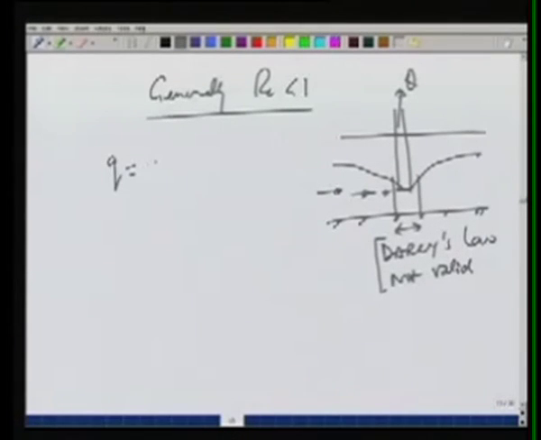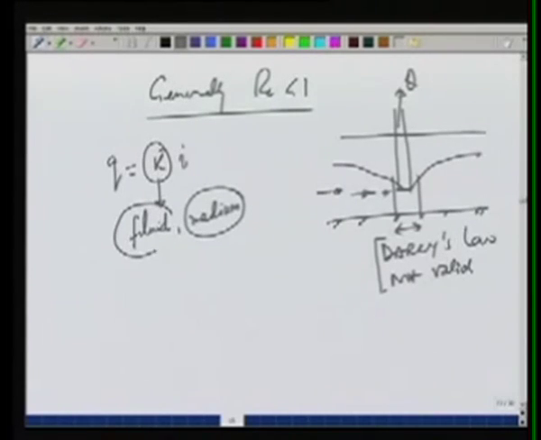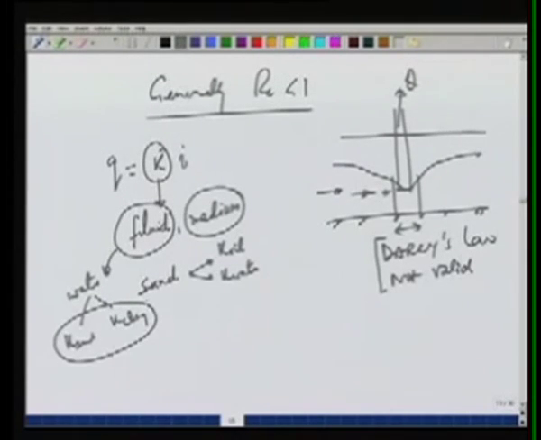So if we write Q equal to KiA, the term K will depend on both the fluid and also the medium. For example, if you have a medium which is fixed, for example sand, for different fluids the hydraulic conductivity will be different. So suppose you have sand, now K for oil and K for water will be different for the same material. Similarly, if you have water, then K for sand and K for clay will be different. So the hydraulic conductivity term includes both the fluid property and the medium property.